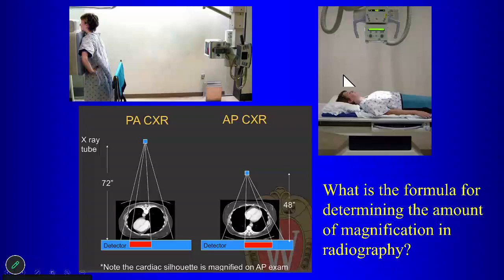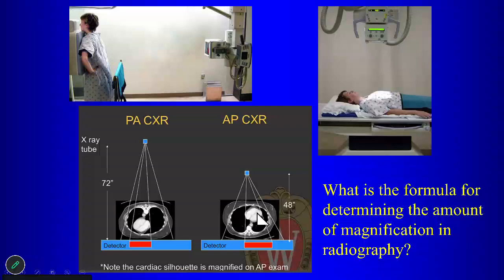Now, this, I think, was covered in physics yesterday. The PA chest radiograph is taken with the X-ray tube much further away from the patient and with the heart closer to the image receptor, and that decreases the magnification of the heart, as opposed to the AP chest radiograph, where the X-ray tube is closer to the patient. It's even closer when they do portable chest radiographs with the patient in the bed with the portable units.